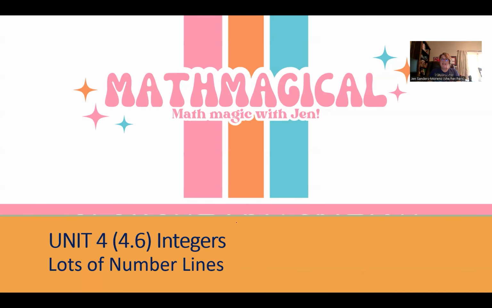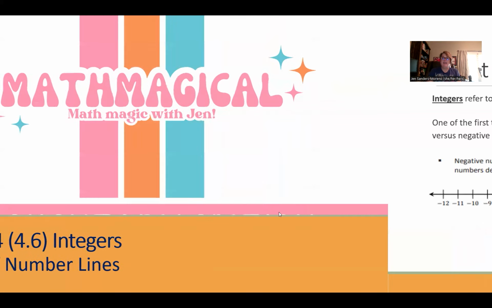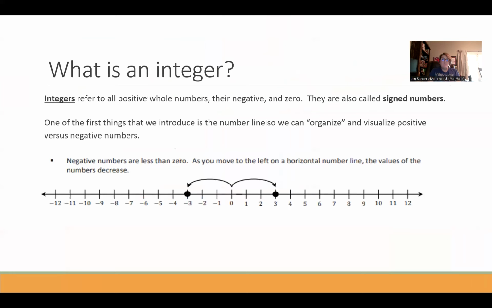Today we're going to look at integers. It is a topic in 6th grade. And yes, the focus will be on number lines. So first off, what is an integer? An integer refers to all positive whole numbers, their negatives, and zero. Sometimes they're also referred to as signed numbers in the Common Core textbook. So either signed numbers or integers.